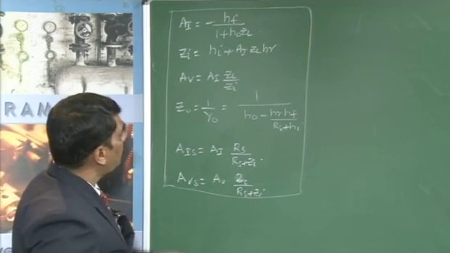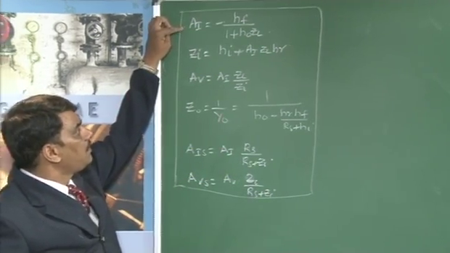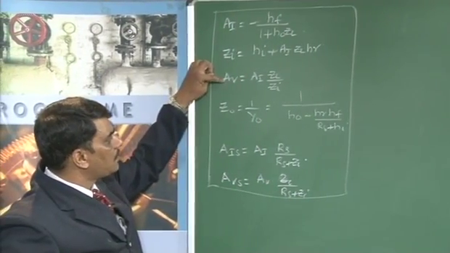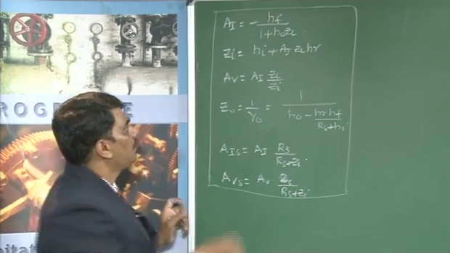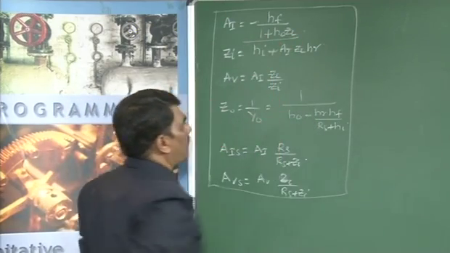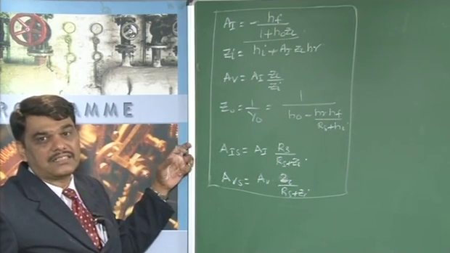Means if you know the current gain in a transistor amplifier, you are able to determine the input impedance, output impedance, and also AIS and AVS. Means this depends on these parameters. This analysis is known as an exact analysis of a transistor amplifier.